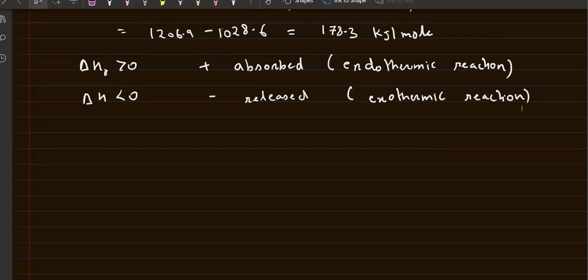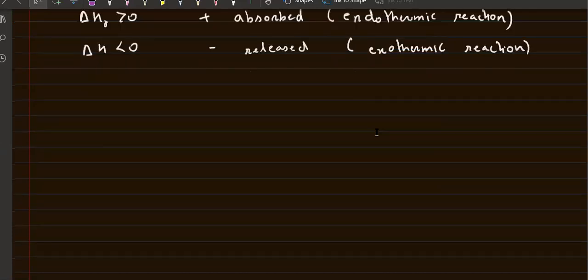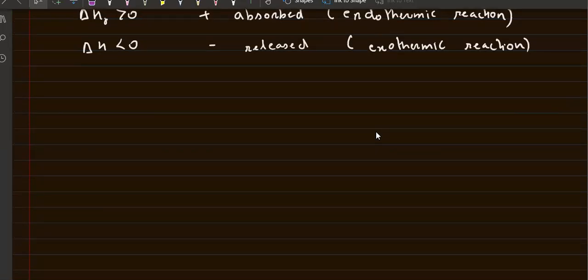I hope all of you understood what is enthalpy of formation. Yes or no? Okay, very good. Let's see another enthalpy. Second, you just have to understand the definition, so study the definition of all. Am I audible, everyone? I guess it should be fine now.